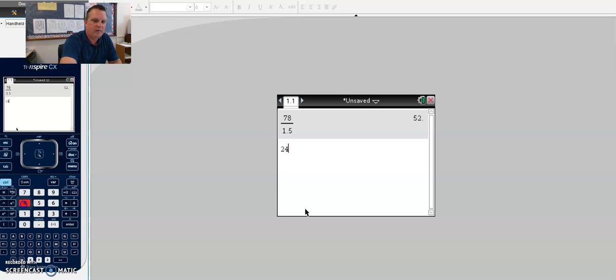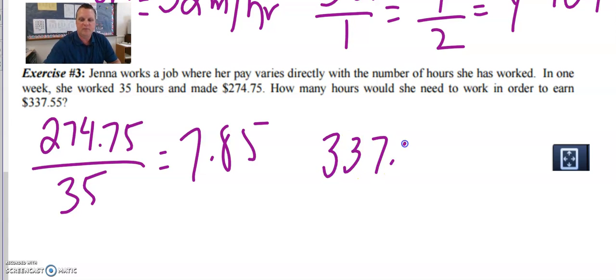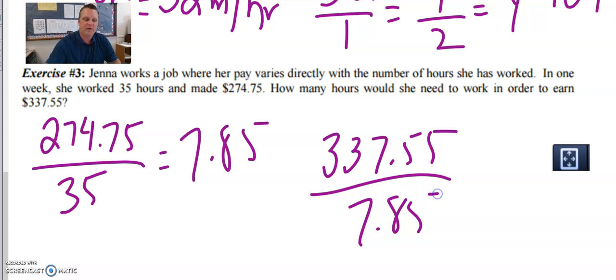$274.75 divided by 35 gives 7.85, so she's making $7.85 an hour. That's the constant of variation. So if she wants to make $337.55, you can just divide that by 7.85.